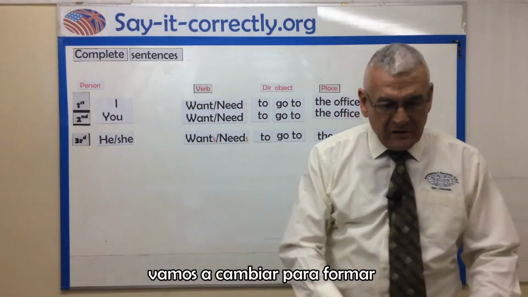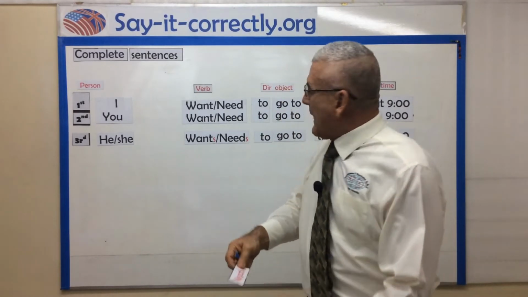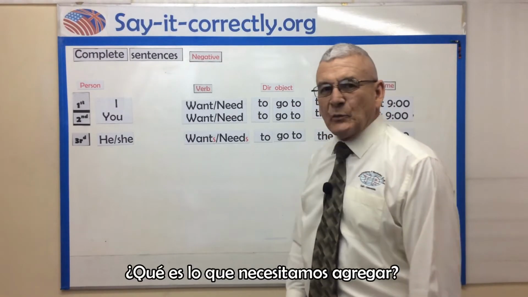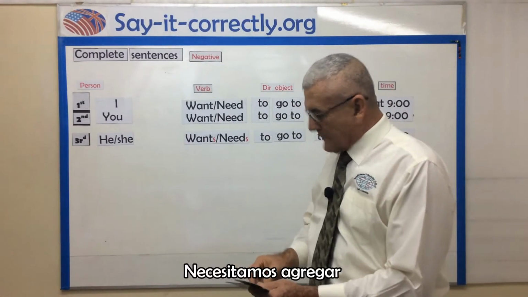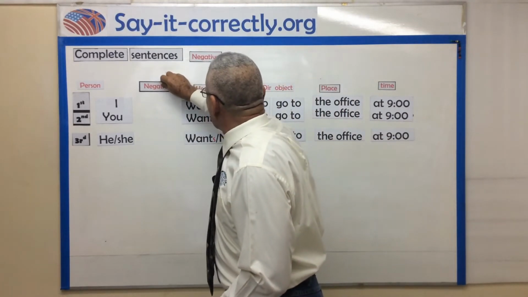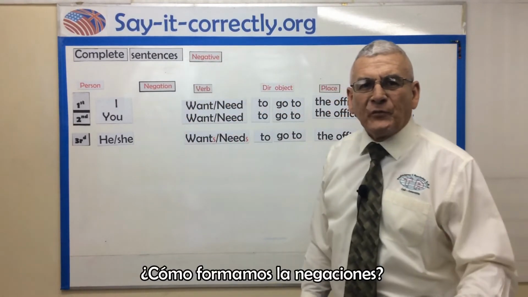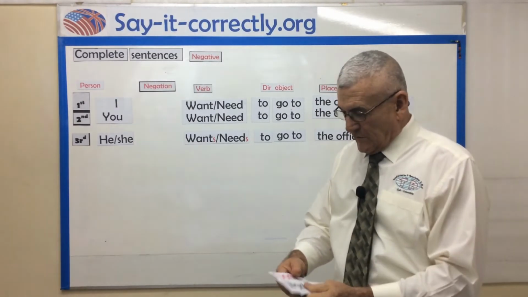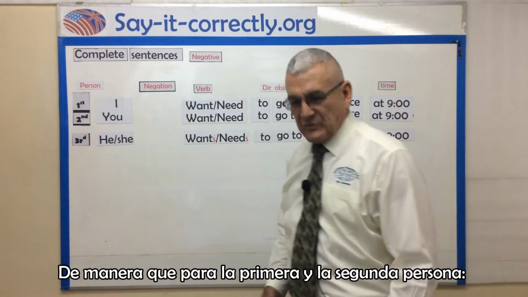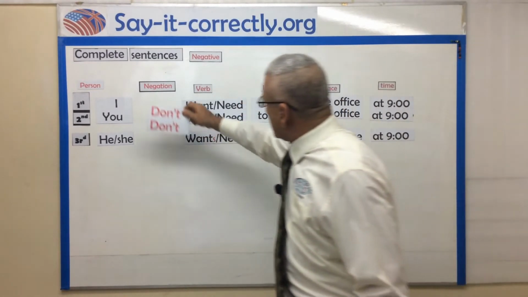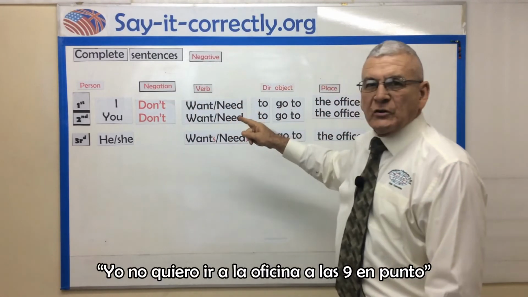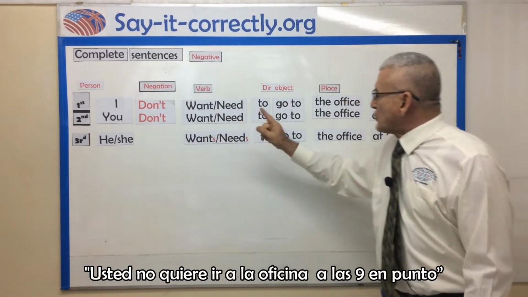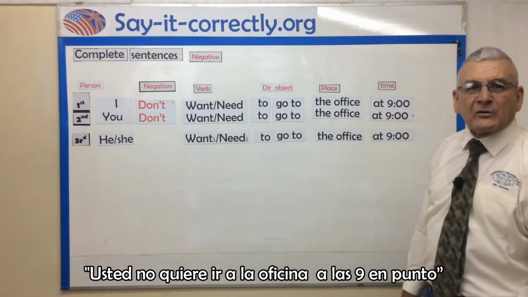We are going to change to make a negative sentence. What is it that we need to add? We need to add a negation. How do you form negations? Auxiliary verb to do plus the word not. So, for the first and second person, I don't want to go to the office at 9 o'clock. You don't want to go to the office at 9 o'clock.